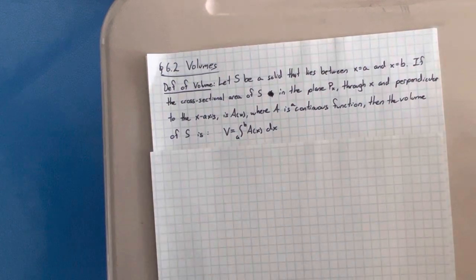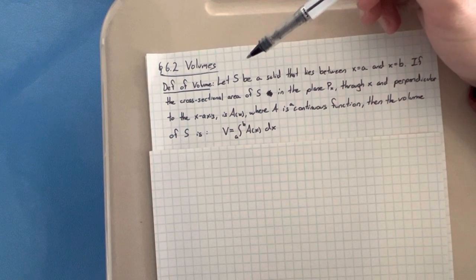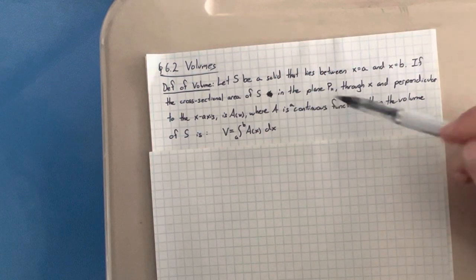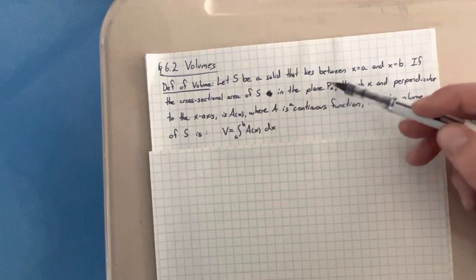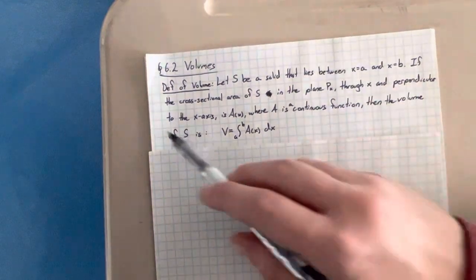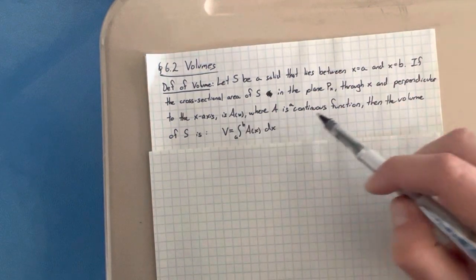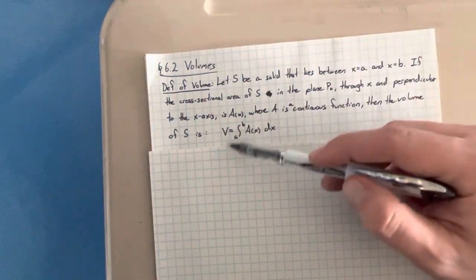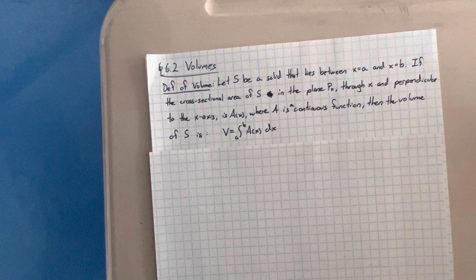Okay, we're on to a new section here. So we're moving into 6.2, which is volumes. And let's start off with the definition of how we're gonna find volumes here. We're gonna let S be a solid that lies between x values of a and b. If the cross-sectional area of S in the plane Px, that just means the plane perpendicular to x, is A(x), where A(x) is a continuous function, then the volume of S, which remember was your solid that we were spinning, is this: volume equals the integral from a to b of the cross-sectional area with respect to x.